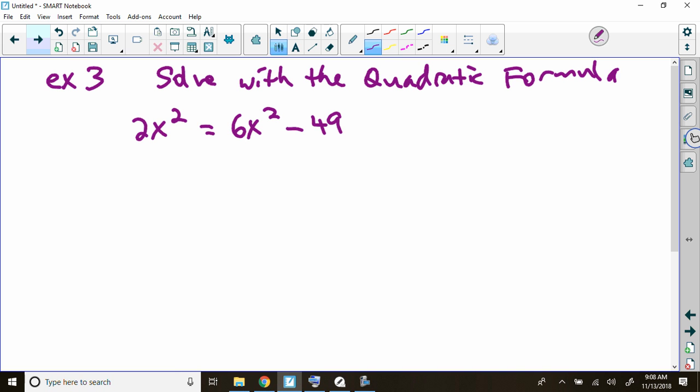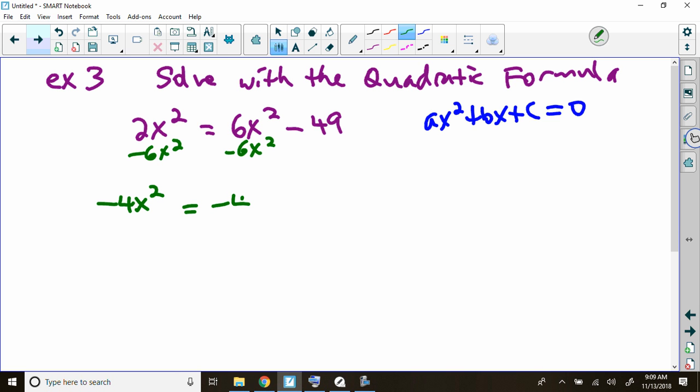So the thing about the quadratic formula is, to use it, we got to have our equation in standard form: ax squared plus bx plus c equals 0. And our equation's nowhere ready for that. So I guess I'm going to have to subtract 6x squared from both sides. That's going to leave negative 4x squared is equal to negative 49. And I'm sorry, but I got to change something. Hopefully this doesn't offend anybody. I got to make that a plus 49 here. Sorry if it does.